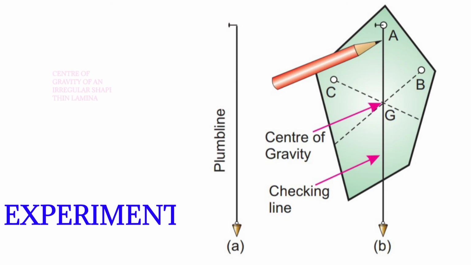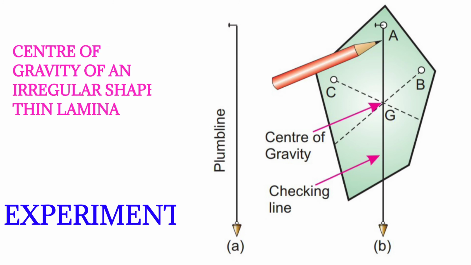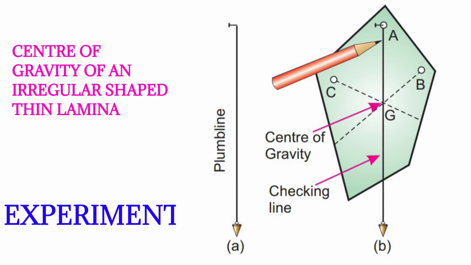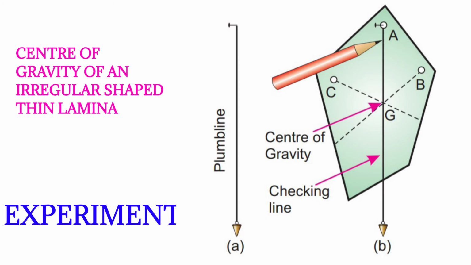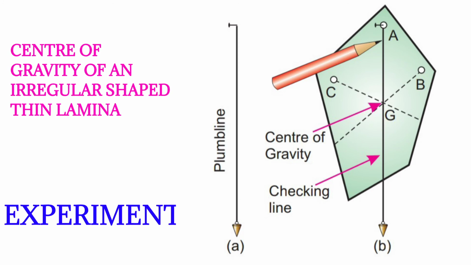Mark the line on the cardboard behind the plumb line. Repeat it by supporting the cardboard from hole B. The line from B will intersect at a point G. Similarly, draw another line from the hole C. Note that this line also passes through G. It will be found that all the vertical lines from holes A, B and C have a common point G. This common point G is the center of gravity of the cardboard.